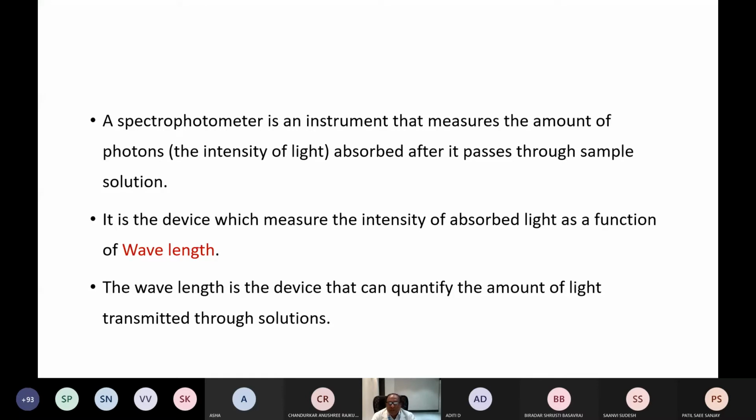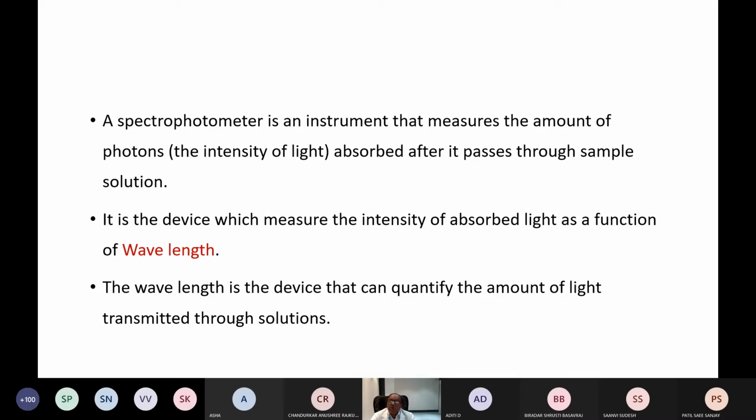So in that aspect, we make a light path pass through the solution that will be measured, and these instruments measure how much of the light is absorbed and how much of the light is transmitted after passing through it. There is a relation between them: the amount of light absorbed is directly proportional to the concentration of the solution.